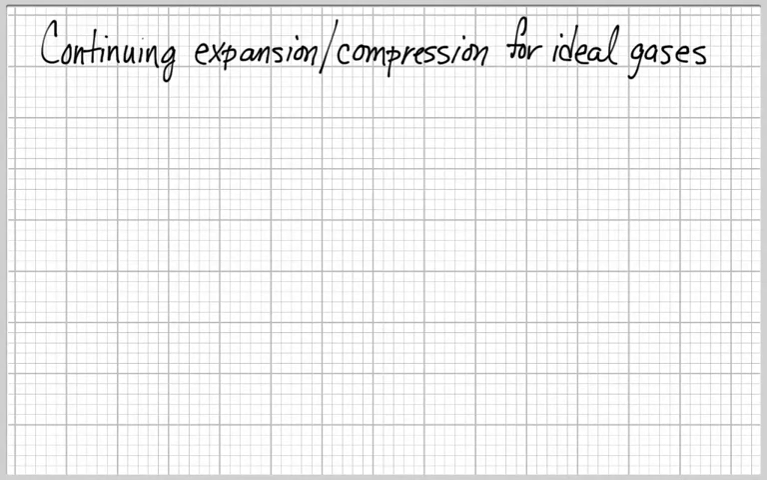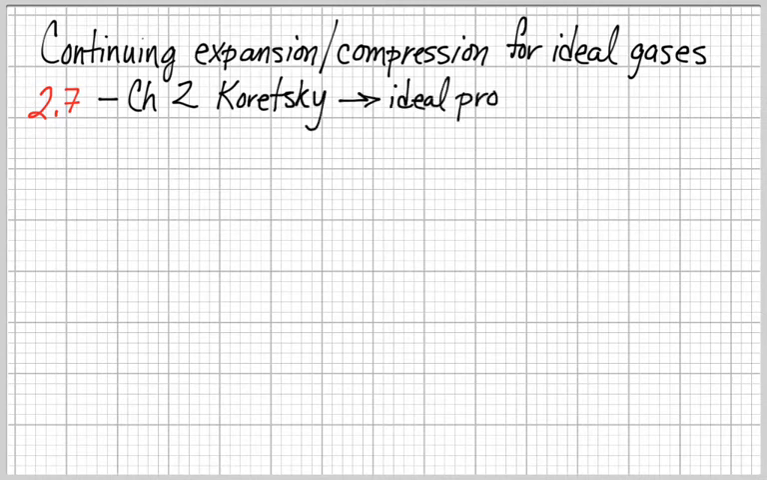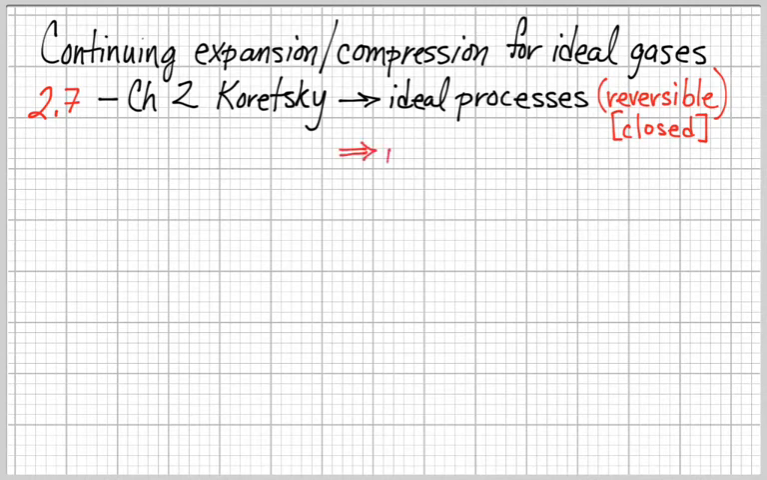Let's continue with the next lecture where we're going to expand upon the idea of expansion processes for ideal gases. This continues Chapter 2, Section 2.7, where we're not only looking at ideal gases but also the ideal processes associated with them. And when I say an ideal process, I really mean effectively a reversible process. This would be the limit to which we could take a closed system and yield work from them.